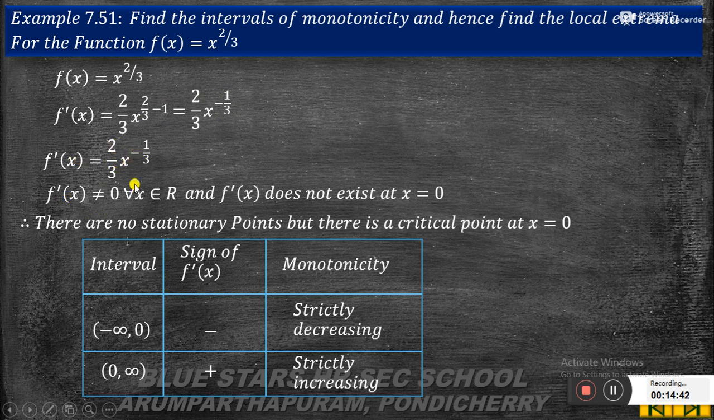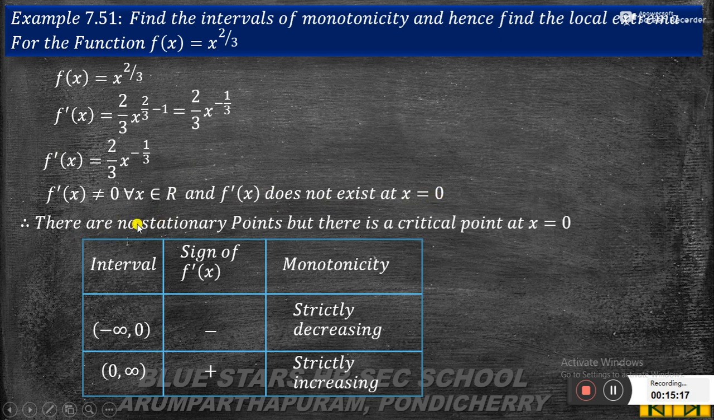Therefore f dash of x is not equal to 0 for all x. F dash of x does not exist at x equal to 0, because if I substitute x equal to 0 in x power minus 1 by 3, we write it as 2 by 3 into 1 by x power 1 by 3, and 1 by 0 is infinity. So we can't define it as greater than 0 or less than 0. So f dash of x does not exist at the point x equal to 0.